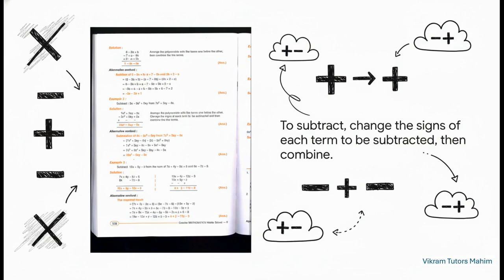Now, subtraction is almost the same, but it has one extra super critical step. After you line everything up, you have to, and this is critical, you have to change the sign of every single term you're subtracting. So a plus becomes a minus, and a minus becomes a plus. Then you just add them up like you did before. Seriously, don't forget that sign change. It's the #1 place people make mistakes.